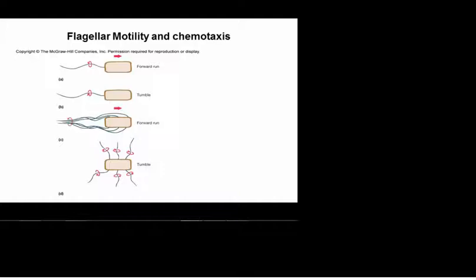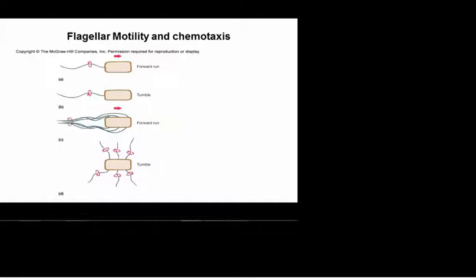So this cell is going to start tumbling around, moving randomly, and at some point after it's going to switch rotation back to counterclockwise. Yeah, clockwise, sorry. This is going the wrong way round. Okay, counterclockwise.